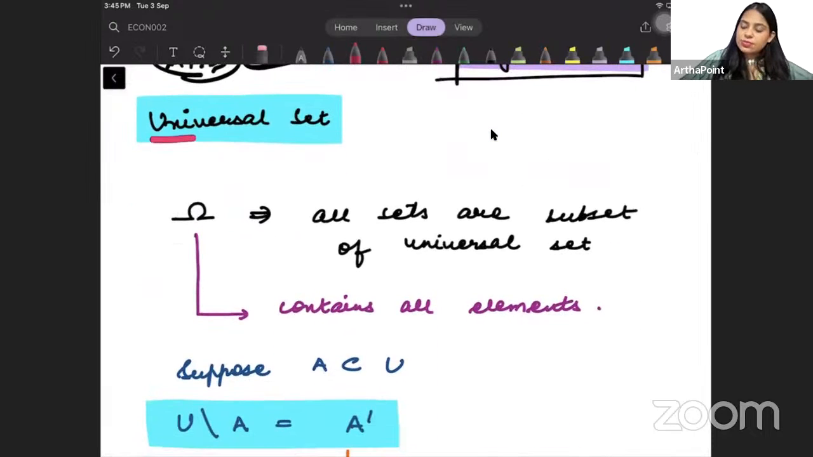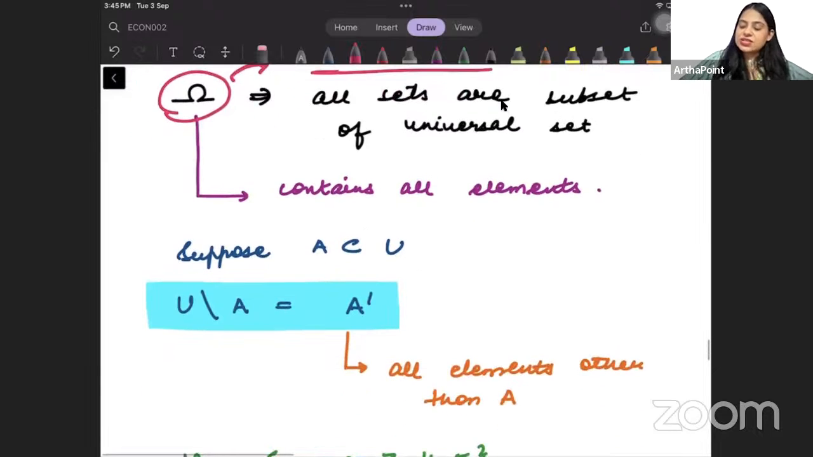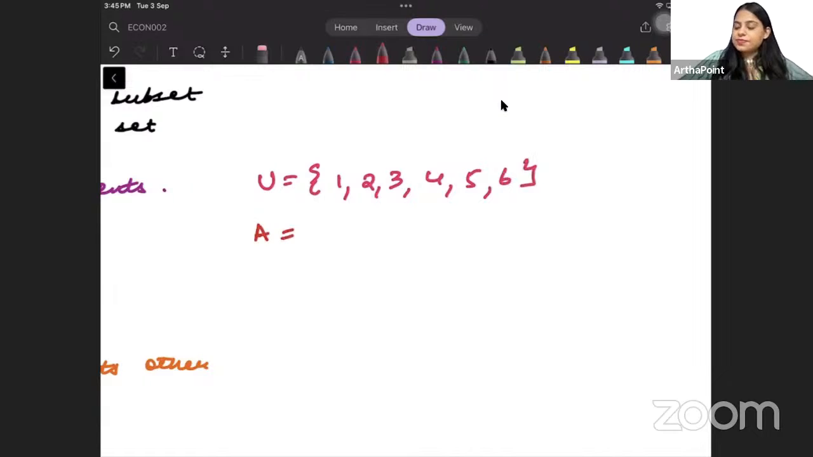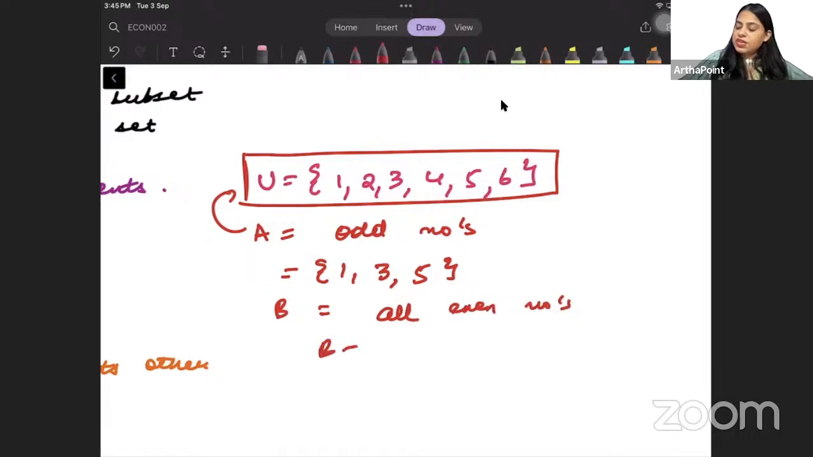But next we have the concept of universal set. Universal set means all elements together. Okay. Every set is a subset of the universal set. So for example, if I tell you my universal set is 1, 2, 3, 4, 5, 6. And I tell you A is odd numbers. So then you will take odd numbers only from this set. Universal set तो सिर्फ इतना ही है. So you will take odd numbers 1, 3, 5. Suppose I tell you B is all even numbers. So beta B will be 2, 4, 6 from the universal set.